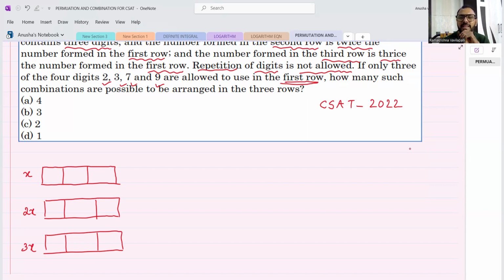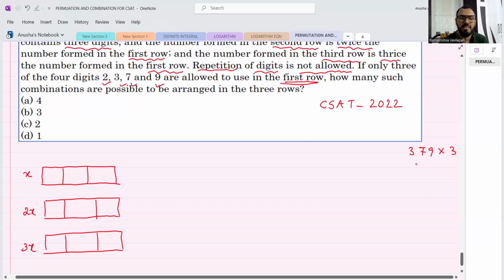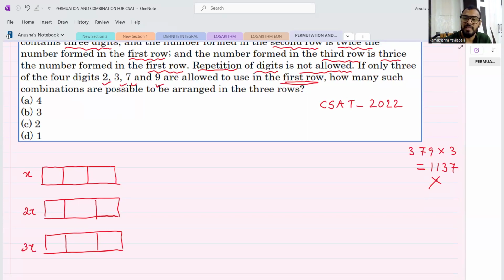Suppose you take 379. What is 3 times 379? What is 379 into 3? I will calculate. 379 into 3 is equal to 1137. So this case will not work out because every row is a 3-digit number.